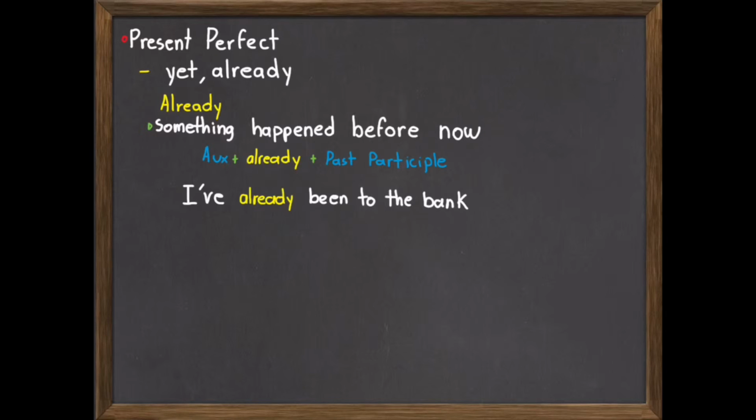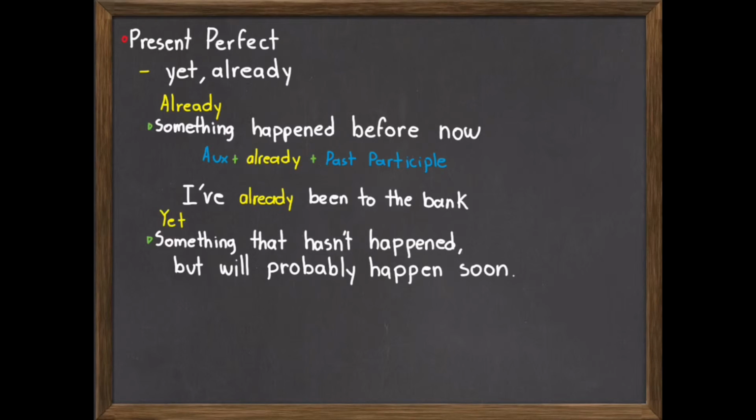Now, let's look at how we use yet. We use yet to talk about something that has not happened but will probably happen soon. We would use it in negatives and questions, and yet would go at the end of the sentence. That would be the structure. Let's look at an example.